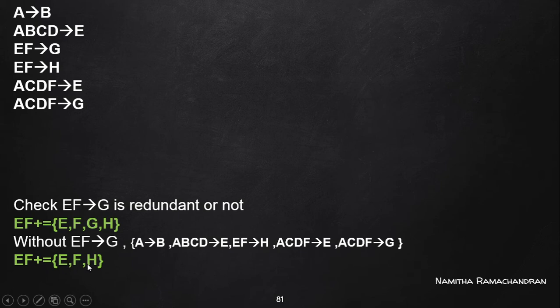The EF closure is like this. EF can derive the E value, F value and H value. So from this it is clear that these two closures are not equal. So the absence of this EF implies G will not generate a closure set equivalent to this one. Okay, so from this it is clear that EF implies G is not redundant, or irreducible.